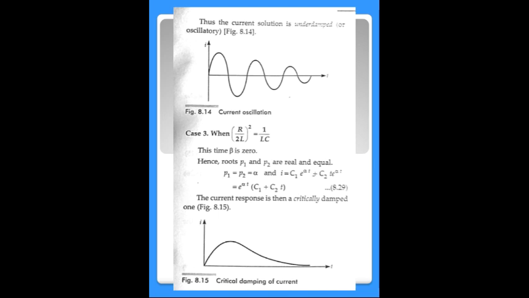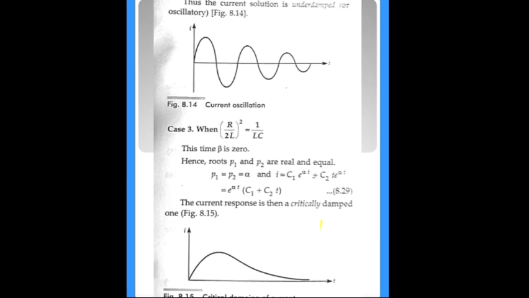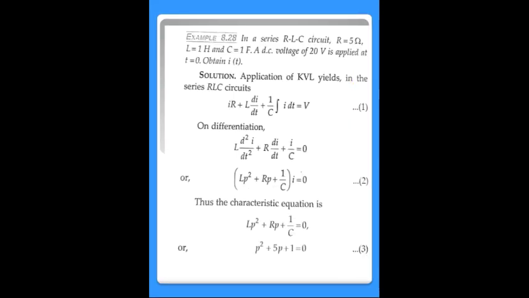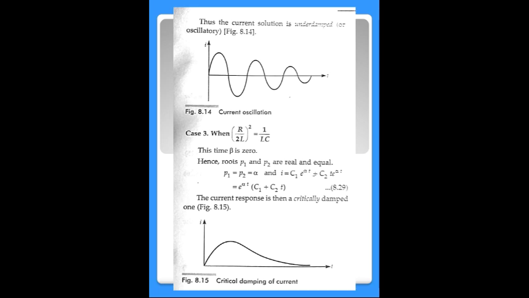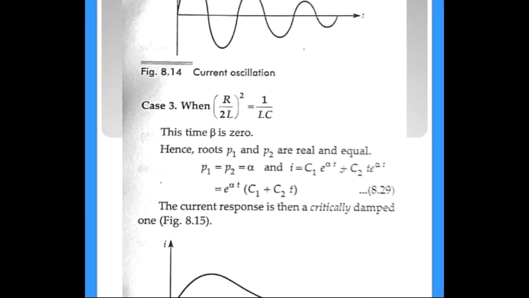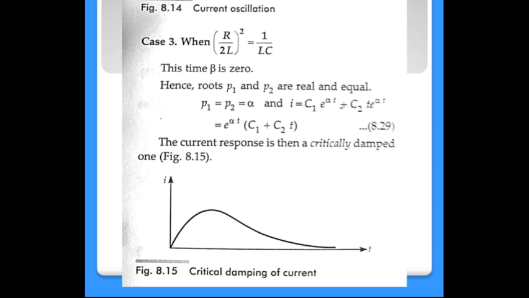Thus the current solution is underdamped oscillatory. The waveform of current is an oscillatory waveform and the system is underdamped. Or when (R upon 2L) square is equal to 1 upon LC, this time beta is equal to 0, hence roots P1 and P2 are real and equal.